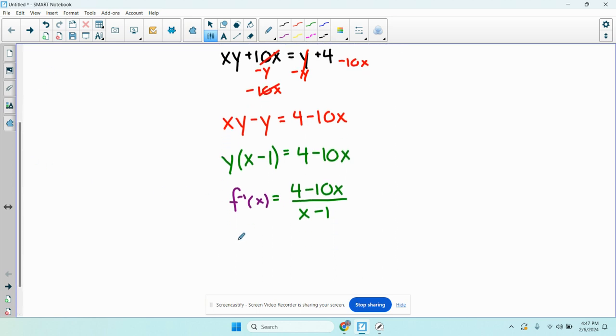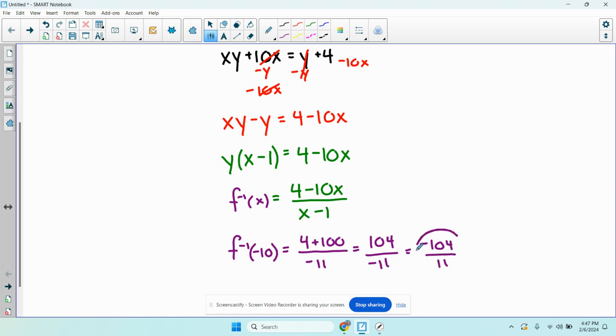So the problem asks us to find f inverse of negative 10. Plugging in negative 10, I get 4 minus negative 10 times negative 10, which is positive 100, over negative 10 minus 1. That's negative 11. This is going to give me 104 over negative 11, which is negative 104 over 11. Not the prettiest answer, but that is the answer.